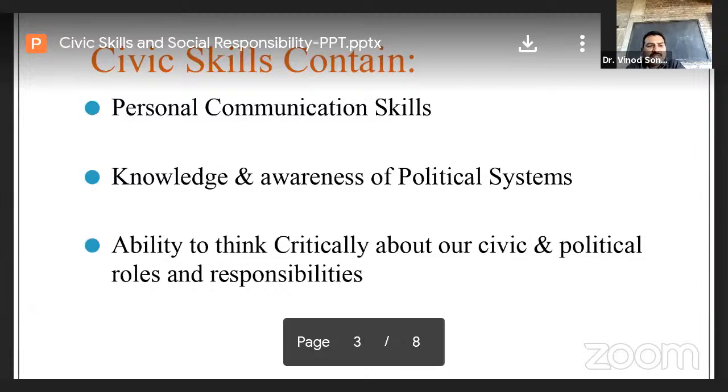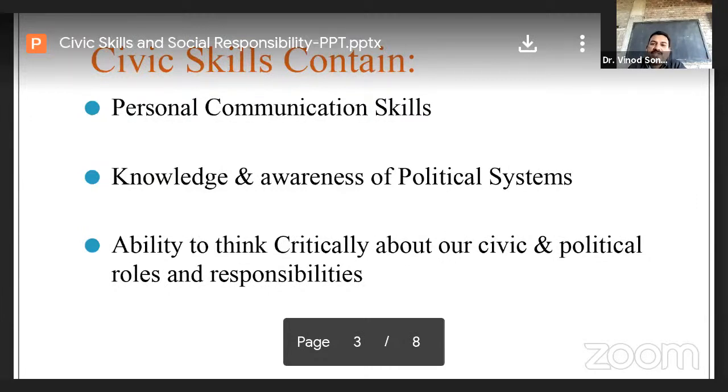Why we have to learn the civic skills, because you are students of BA third year now, and you are voters also. You are citizens of India. You have got the right of voting. And being citizens of India, you should know what the civic skills are, and what the duties and responsibilities of a citizen are. You are now responsible citizens. You are educated.